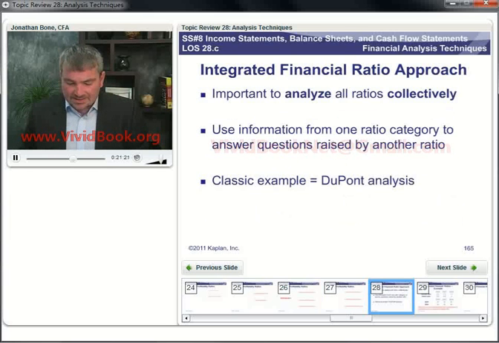Next LOS says describe and evaluate the relationships amongst ratios. So of course what we've already said is if one ratio moves, what does that tell you about your expectations of other ratios? So we need to analyze all ratios collectively. One ratio, in other words, using one ratio maybe to answer questions raised by another. And our most classic example of this is something called DuPont analysis, which we will be doing later. It's an absolute examiner's favorite, DuPont.